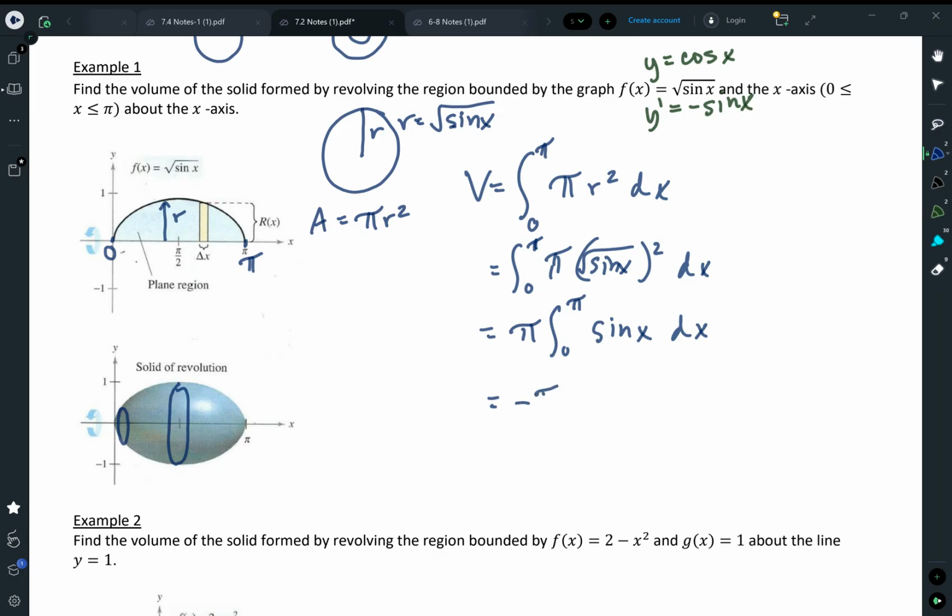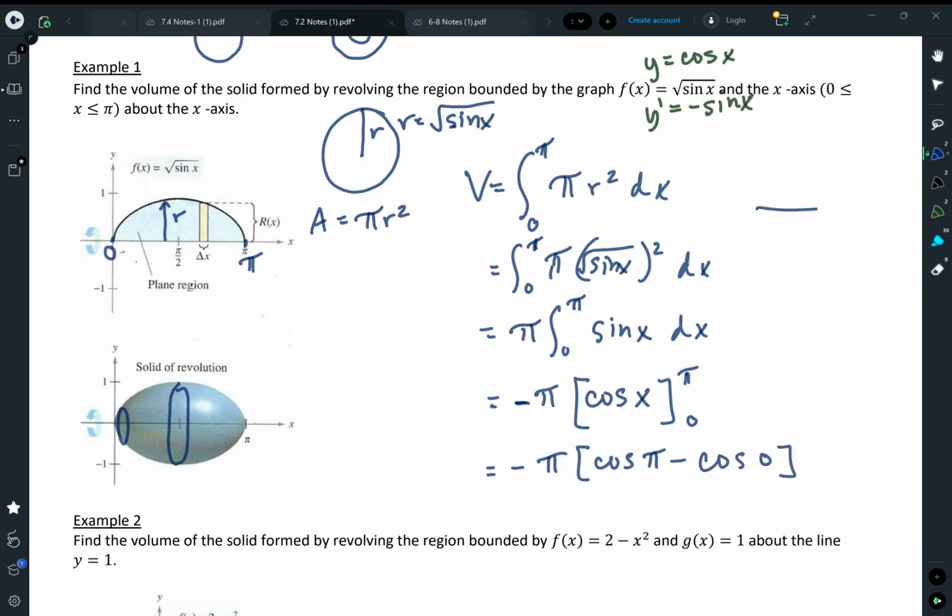So I'm going to make this a negative sine. And then when we integrate, we now have cosine. So I put my negative in front. And then we're going to evaluate this from 0 to pi. So negative pi of cosine pi minus cosine 0.